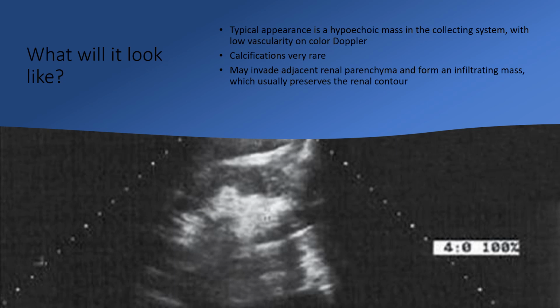So the thing about transitional cell carcinoma is that it's not going to disrupt the renal contour the way some of the other cancers do. It tends to form an infiltrating mass that stays within the renal parenchyma, so that contour, that smooth border, is typically preserved. If it's going to spread, it tends to spread into the collecting system. It's going to have low vascularity on color Doppler, and calcifications are very rare. So here, right here, is that transitional cell carcinoma.